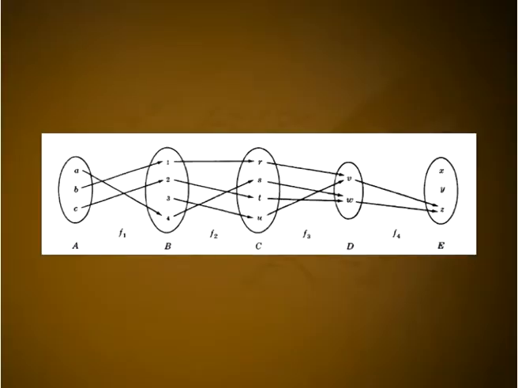Let us see some examples. Consider the functions f1 from A into B, f2 from B into C, f3 from C into D and f4 from D into E defined by the diagram shown on the screen. Now, f1 is 1 to 1 since no element of B is the image of more than one element of A. Similarly, f2 is 1 to 1. However, neither f3 nor f4 is 1 to 1 since f3 of R is equal to f3 of U and f4 of V is equal to f4 of W.